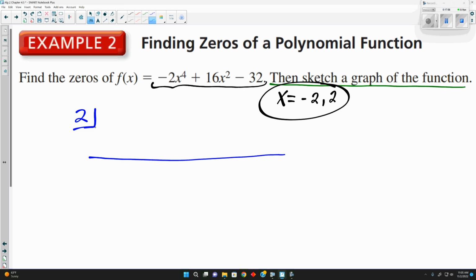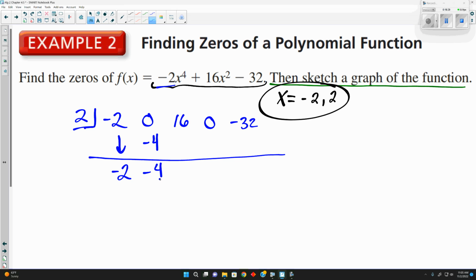Now going across the top, we would have negative 2 for x to the fourth, 0 for x cubed, 16 for x squared, 0 for x, and negative 32. And we'd bring the first negative 2 down. Now 2 times negative 2 is negative 4. 0 plus negative 4 is negative 4.